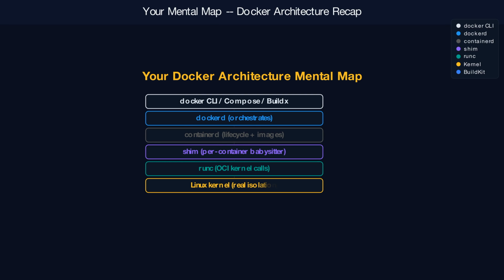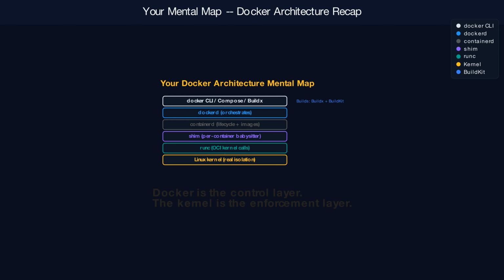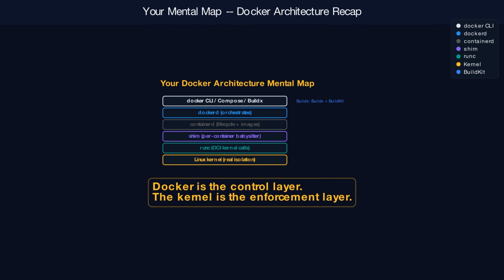Here is your mental map. Docker is not the thing that runs your container directly. It is the user-facing control layer over a deeper runtime stack. Dockerd orchestrates. Containerd manages lifecycle and images. The shim keeps containers alive across daemon restarts. Runc makes the kernel calls. And the Linux kernel enforces the real isolation. For builds, Buildx and BuildKit handle the entire pipeline from Dockerfile to image. That is modern Docker architecture in 2026.